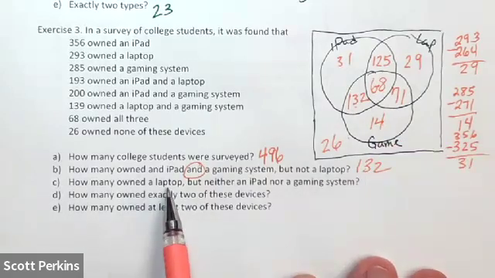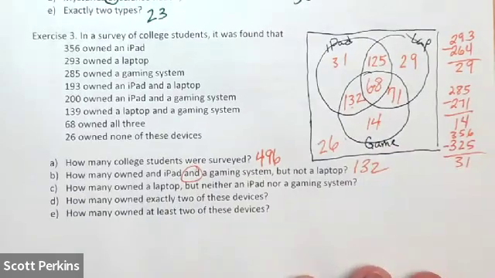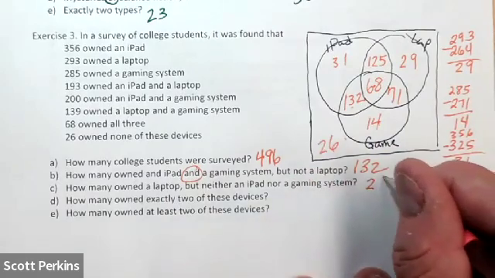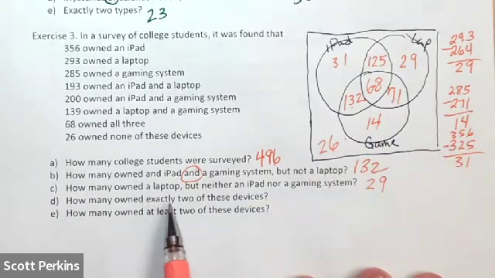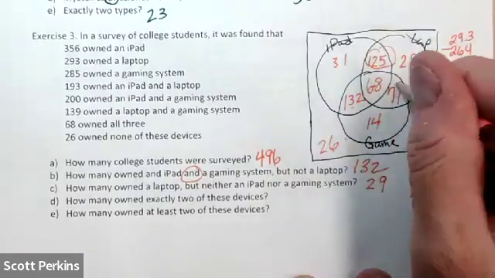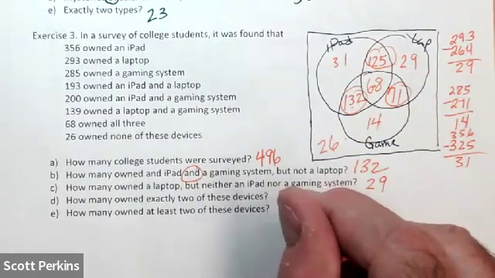How many owned a laptop, but nothing else? And so laptops, but nothing else, that is how many people? 29. That's just another way to say how many owned only a laptop. How many owned exactly 2 devices? What numbers, and I'm going to circle them, what numbers do we add up to get only exactly 2 devices? Yep, those are the people that own 2 only of those devices. And when we add those numbers up, we get 328.